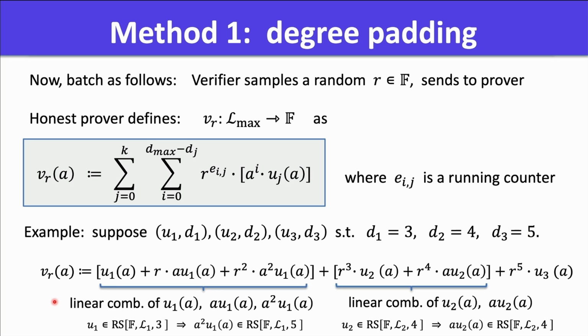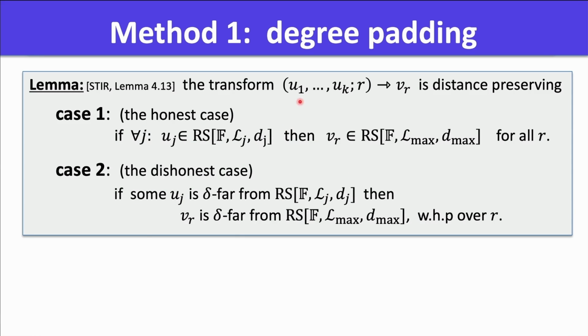If you're interested in how this shifting works, you can look at this slide more carefully. But again, the idea is to use a random linear combination to combine all these functions into a single function. But when we do the random linear combination, we appropriately shift the degree of all these polynomials so they all have the same degree. And you can prove that this specific transformation is in fact a distance-preserving transformation.